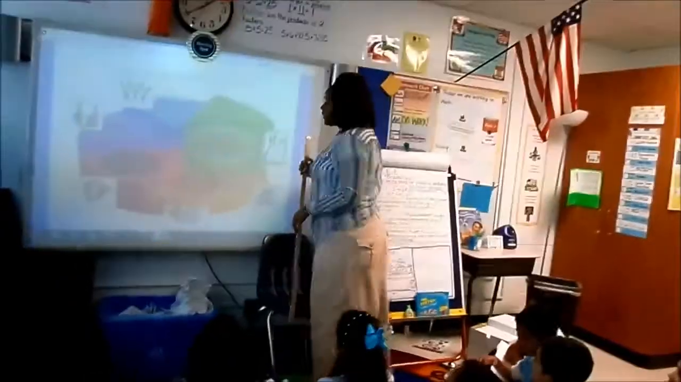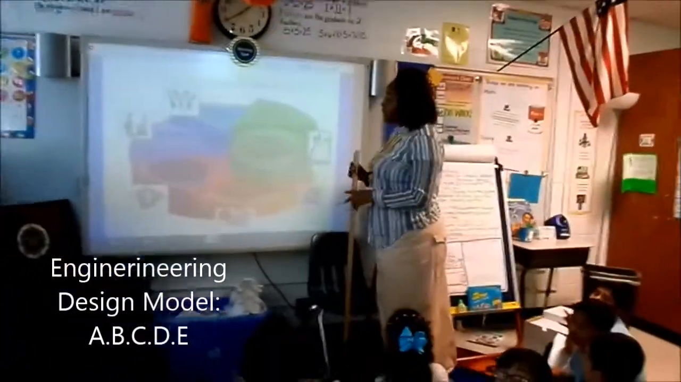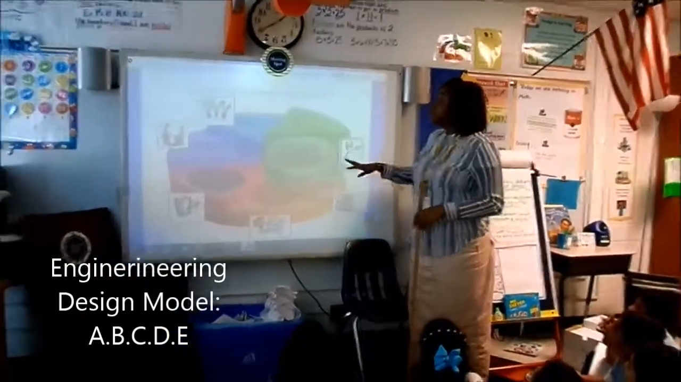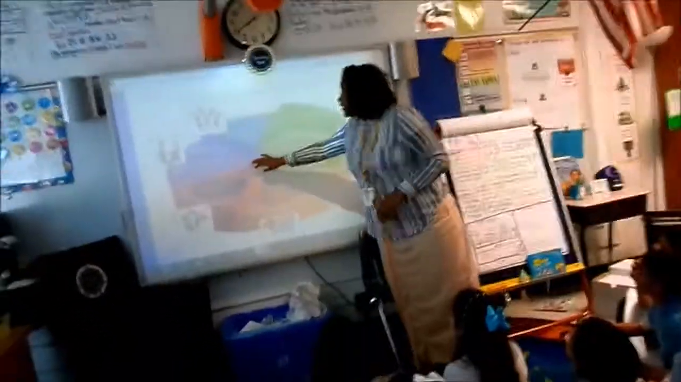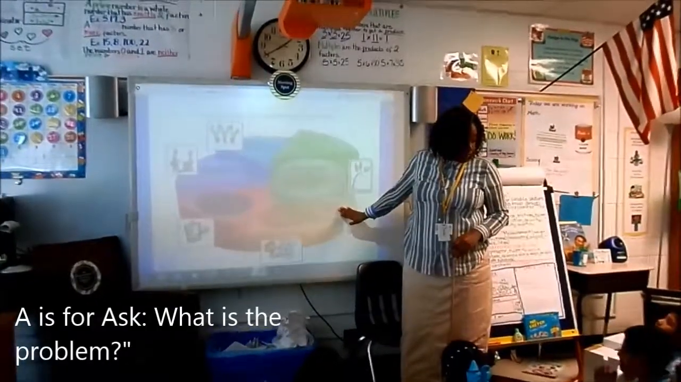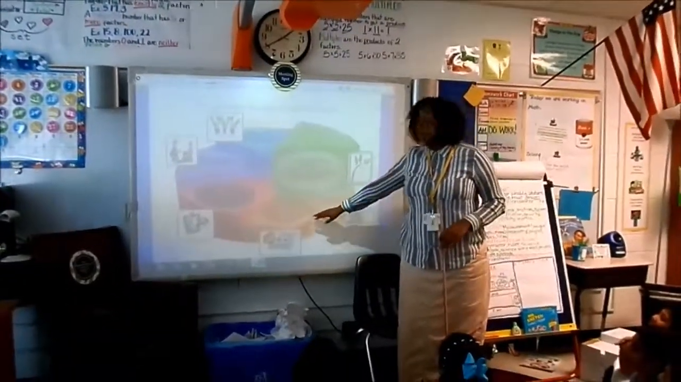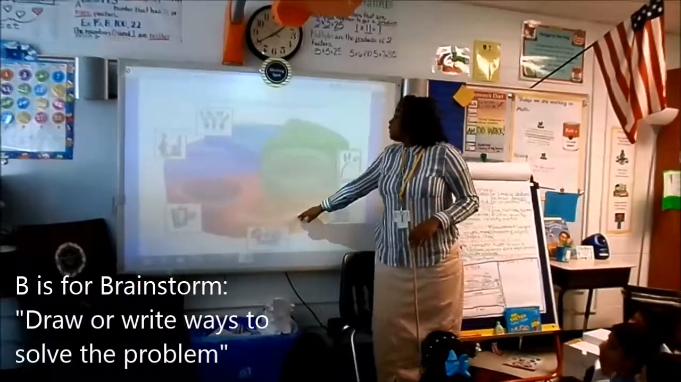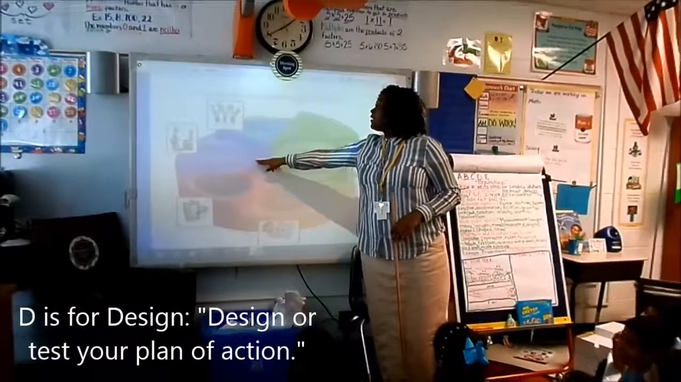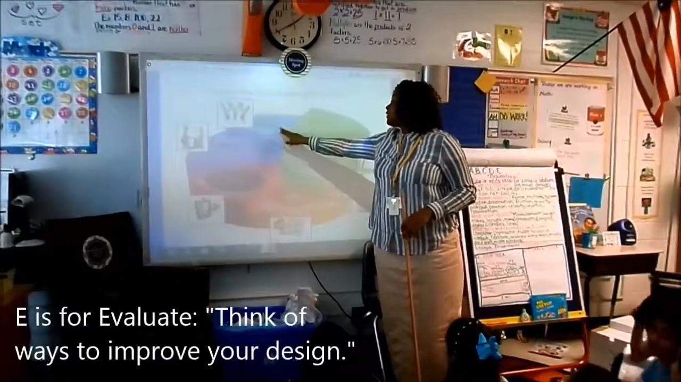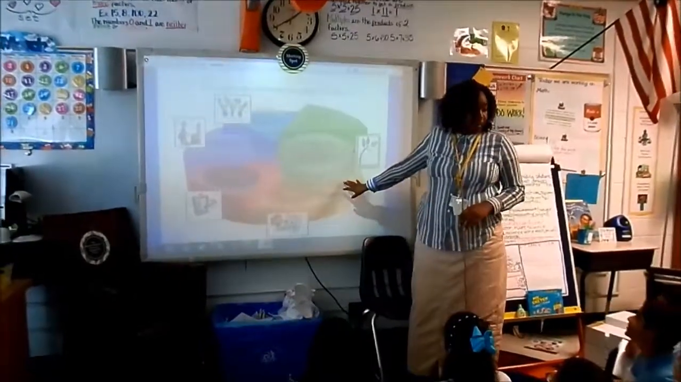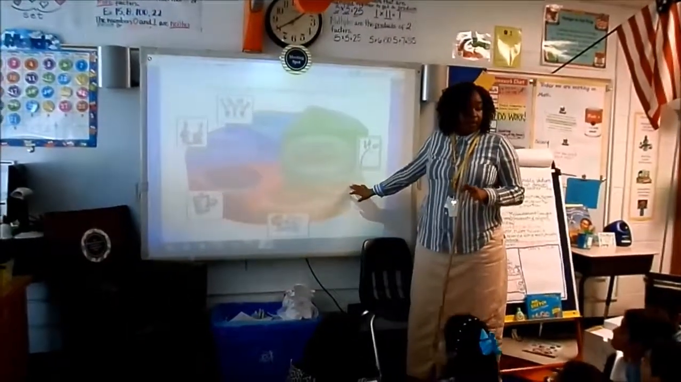Alright, so very quickly, let's go over the engineering design model. I know everybody's very familiar with it. We do it for EFAD and for STEM. But the first part of our engineering design model starts here, which is A for what? Add. Then what comes next? Brainstorm. Then create, then design, then what? Evaluate.